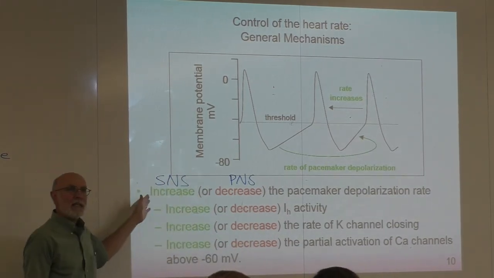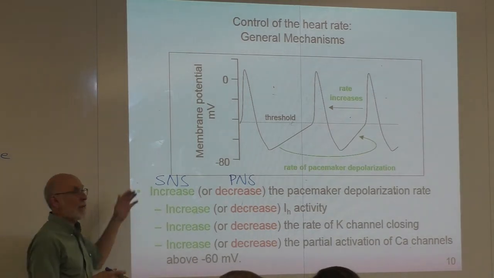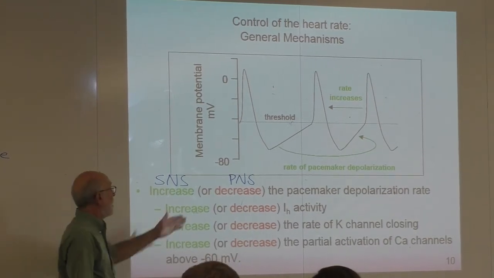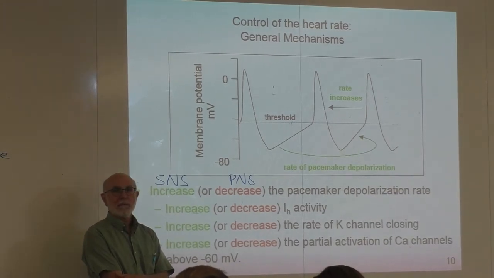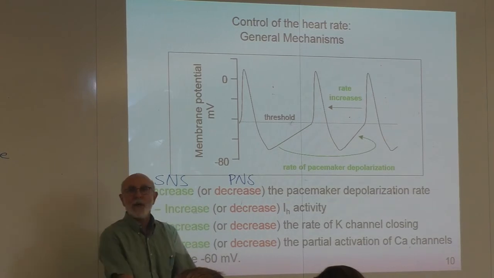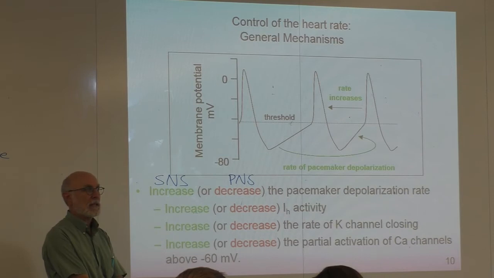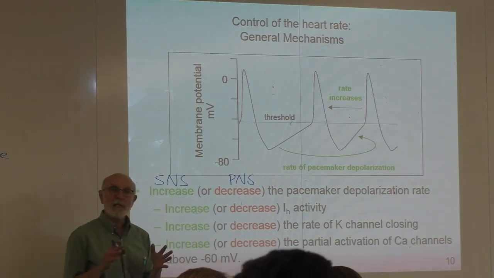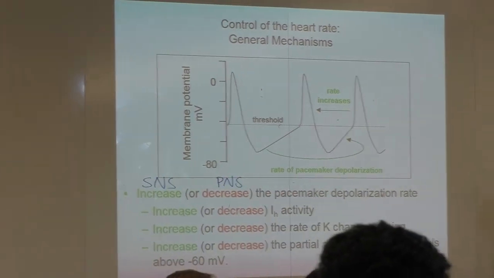So the sympathetic nervous system is the fight or flight response. This is the nervous system that gets you activated in the case of stress. And the parasympathetic nervous system is the rest and relax nervous system, and it helps you rest and relax. It gets your heartbeat back to normal, or even below normal when you're rested and relaxed. So let's talk about 3 general mechanisms for how you could control the heart rate.